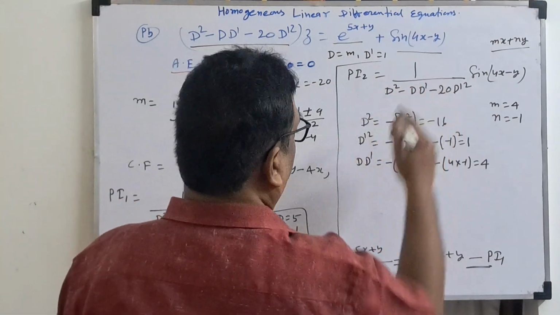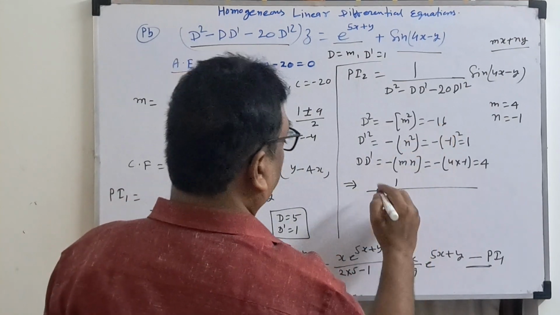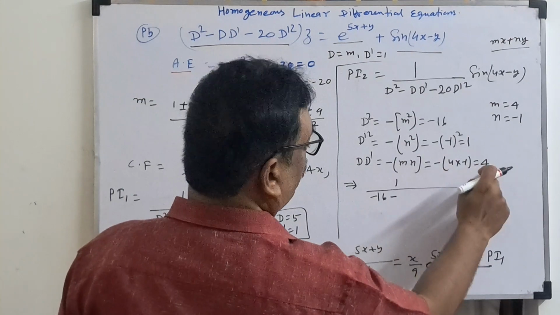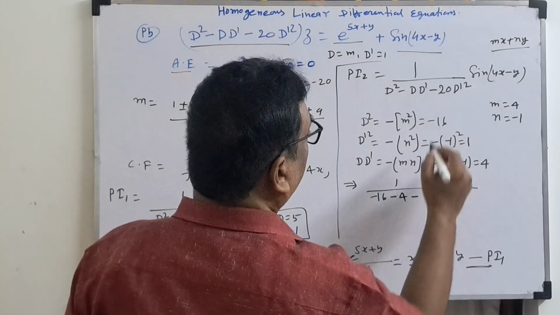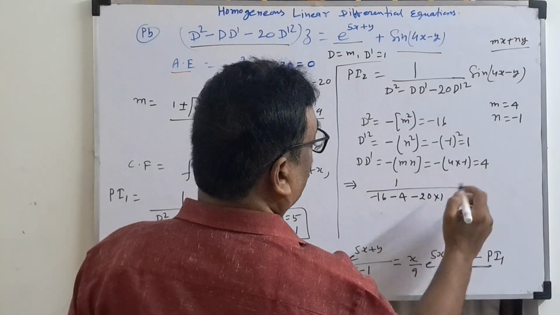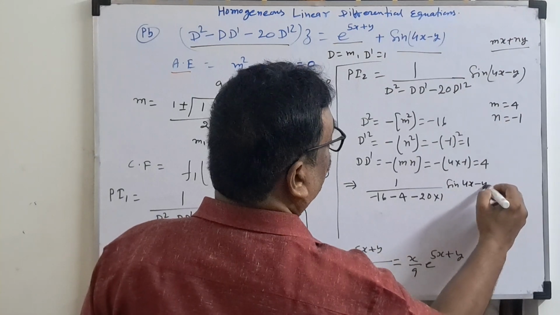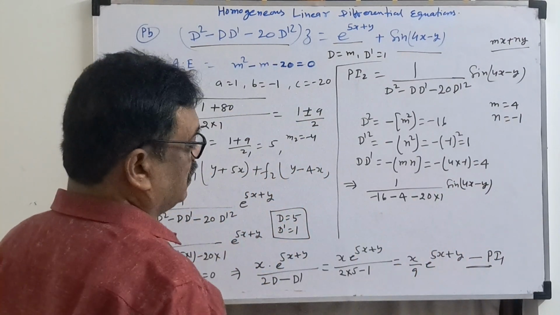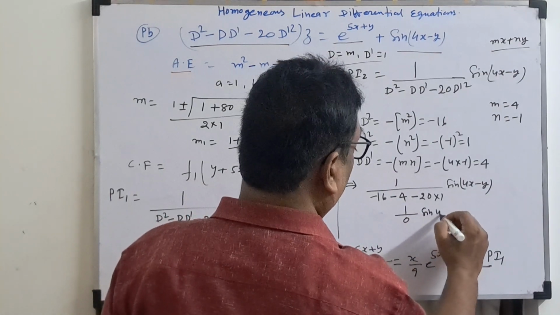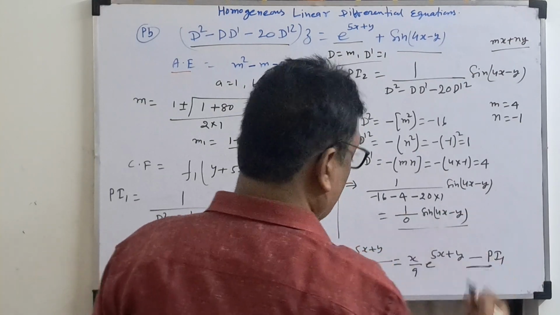Now we'll substitute these values here. What is the d square? Minus 16. Minus d d dash, directly the value 4. Minus 20. Then d dash square is 1. Here we will write sin 4x minus y, just will carry. Now you see how much is coming here. This coming 0. Again a special case.